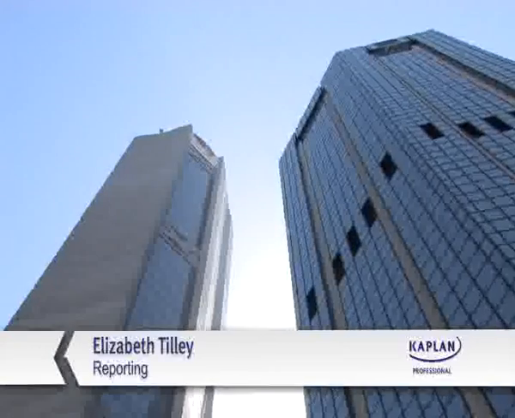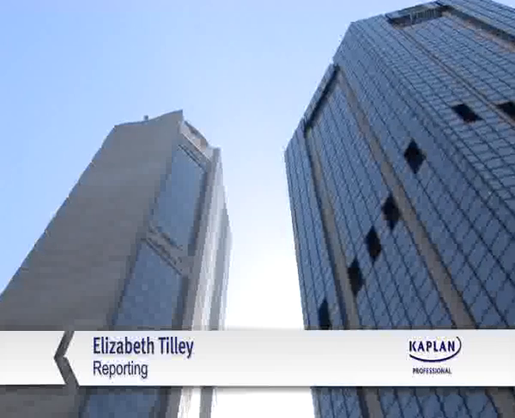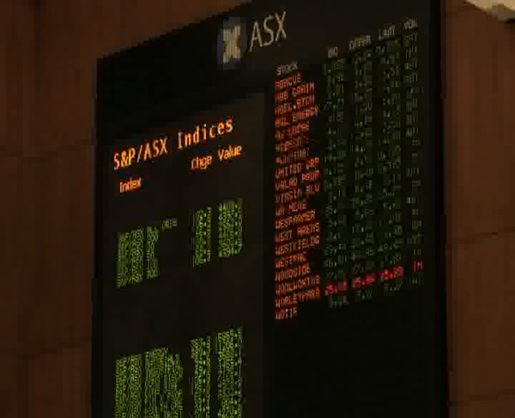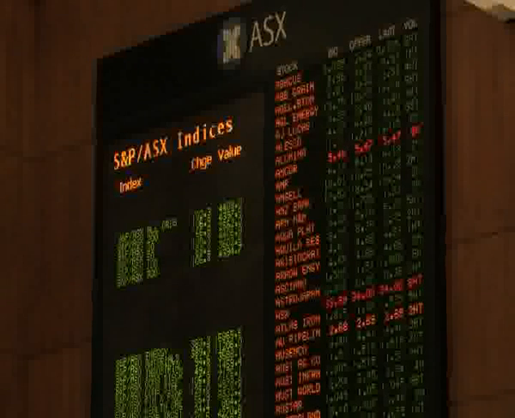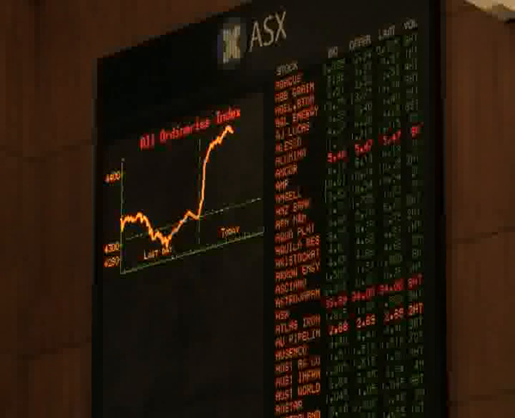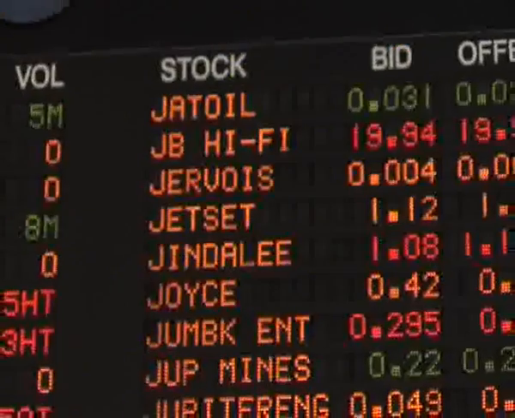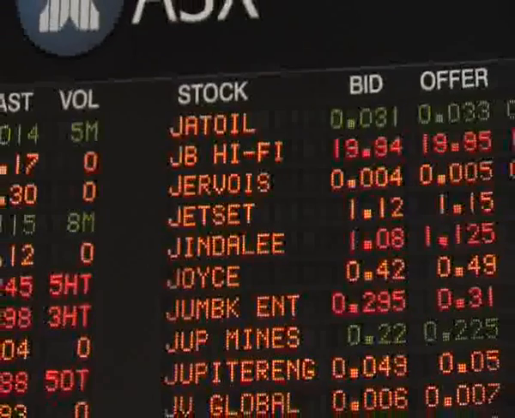Active and passive investing are often portrayed as two schools of opposing thought. Passive investing is where investors seek to build a portfolio that reflects general market trends. In its simplest form, a passive fund manager may buy shares in a standard market index, such as the S&P/ASX 200, in the belief that after transaction costs, it will provide the greatest returns over time. A passive approach towards investment relies largely on the efficient market hypothesis, which assumes that markets are correct in their pricing and have already factored in all available information.